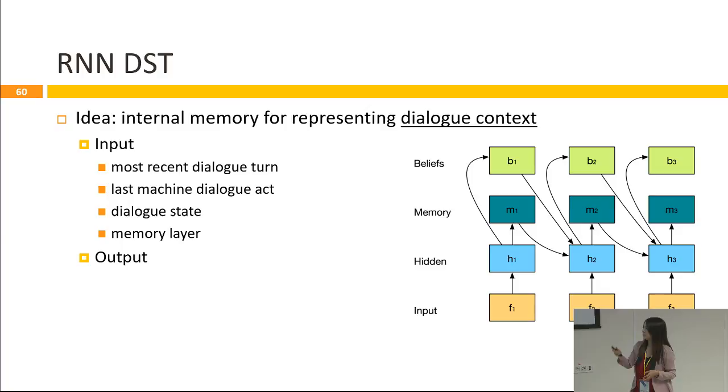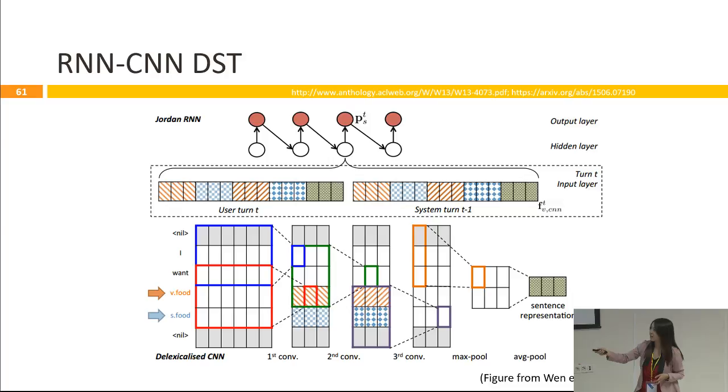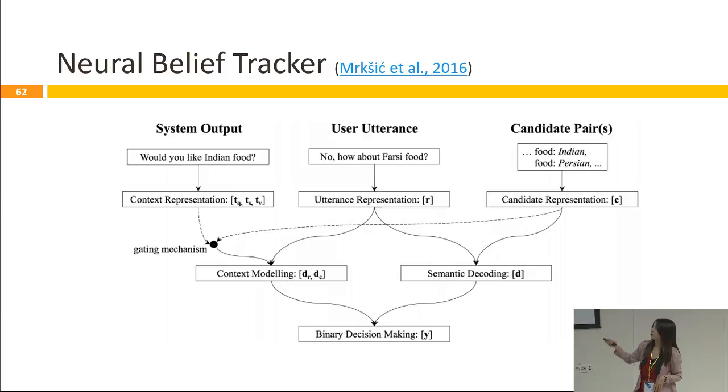Okay. This one is more popular, which is to use a recurrent neural net again, and also the CNN. For each dialogue turn, including the user turn and assistant turn, we need to estimate the dialogue state, like the output data here. Within the user turn and assistant turn, it uses the CNN to extract the sentence representation as a vector and then does the classification. Same as this one, it's called the neural belief tracker. It also considers the system output, the user utterance, and the candidates in the database, and does the estimation.